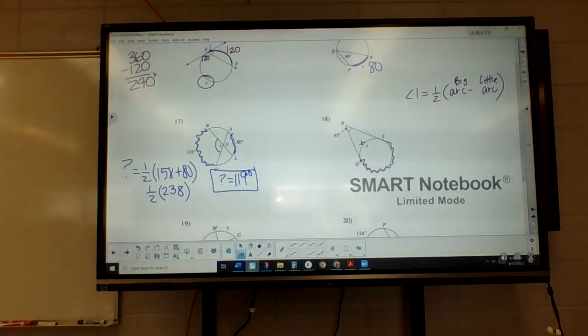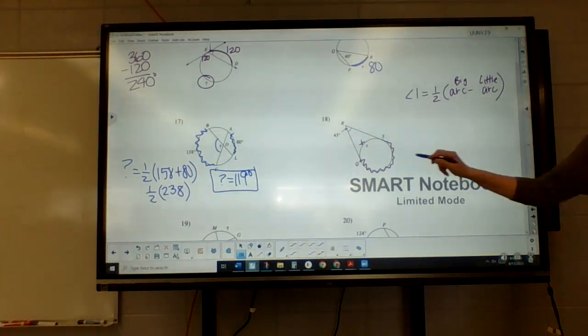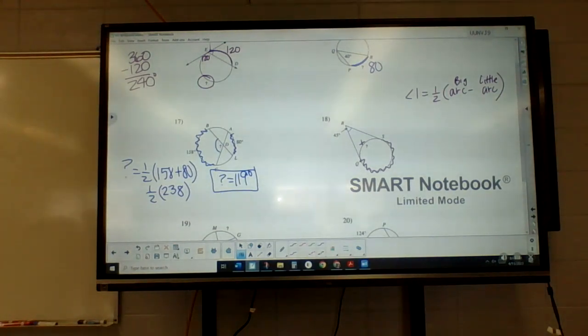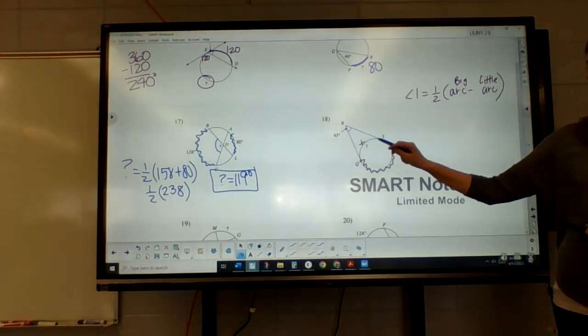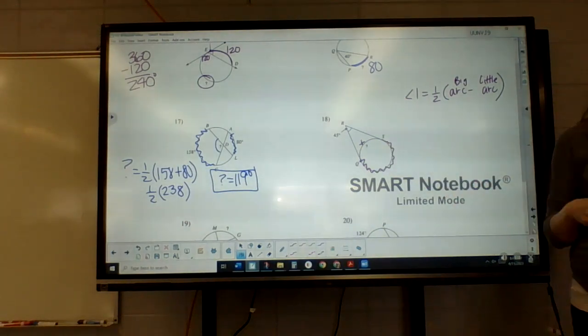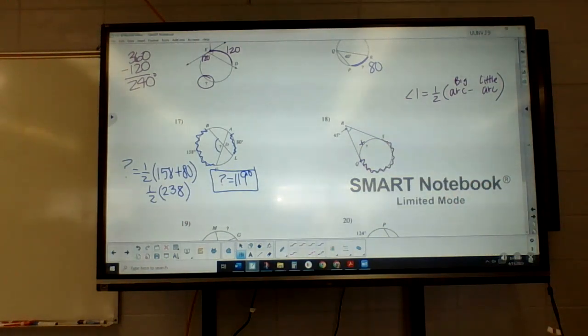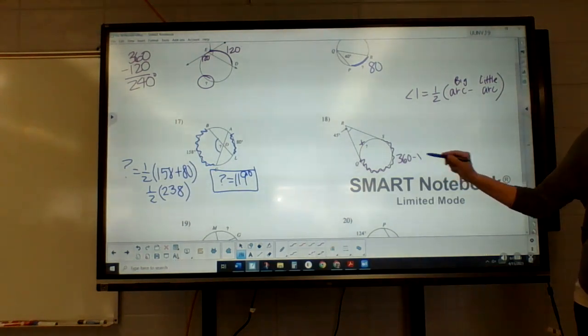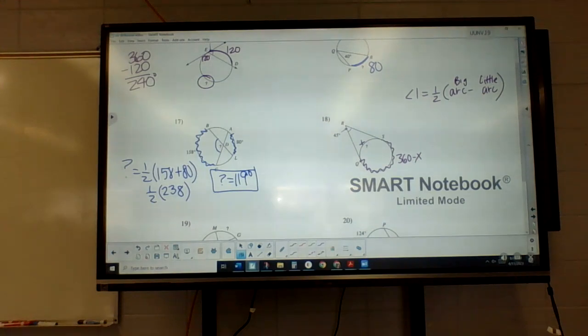Now the big arc, or the little arc is x. If I don't know what the big arc is, how could I represent it using x? Anyone have an idea? So let's say I don't know what it is. Let's say this was 40. How would I figure out the rest of it? So yeah, we're going to call this 360 minus x. Does that make sense? So the big way around is going to be 360 minus x. This is definitely a tougher question.